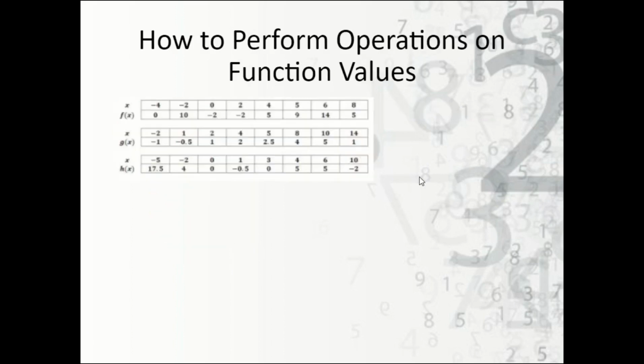Now, how do we perform operations on function values? Let's say, given the table above, what is f of 2 minus g of 1?